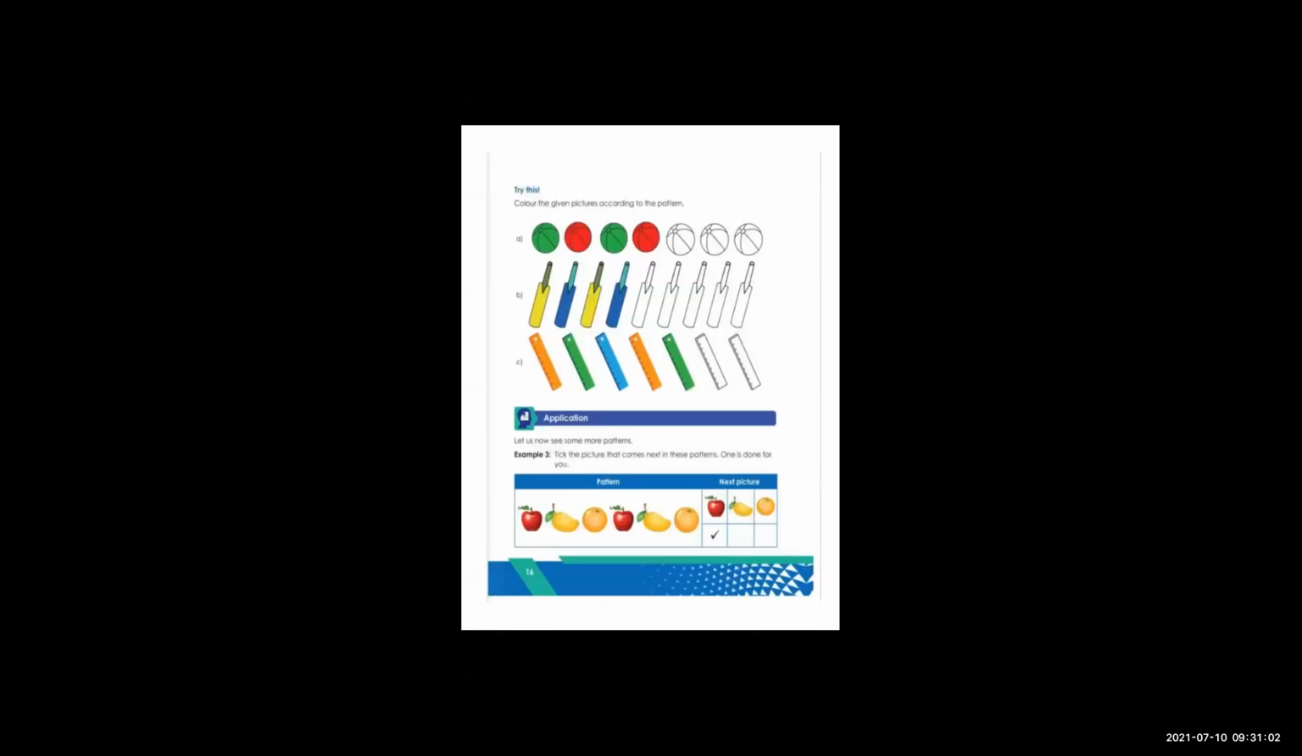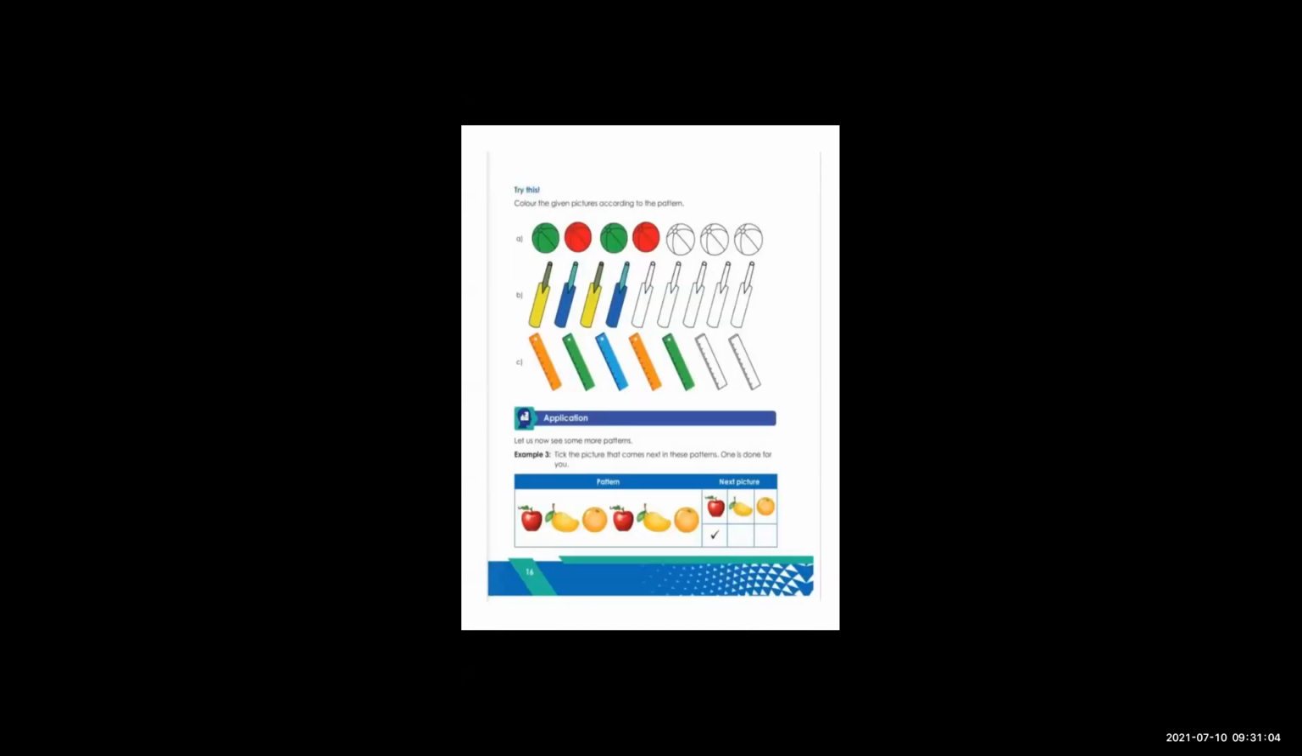Down triangle, up triangle, down triangle, up triangle, down triangle, up triangle. In the same way, triangle, rectangle, triangle, rectangle. Vertical rectangle, horizontal rectangle, vertical rectangle, horizontal rectangle. When these shapes keep repeating over and over again, it is called a pattern.